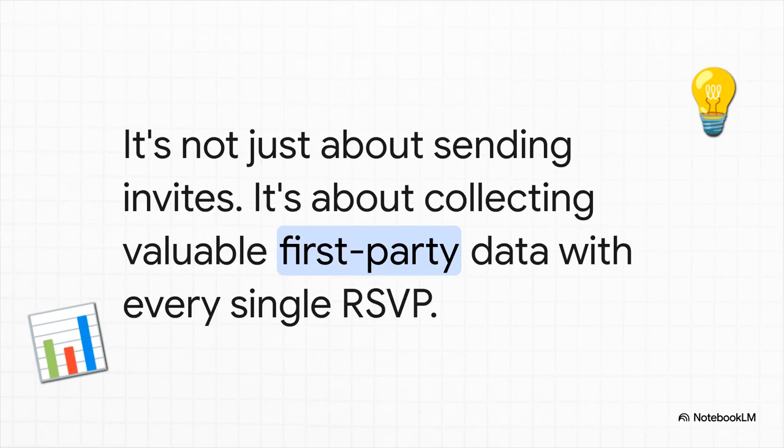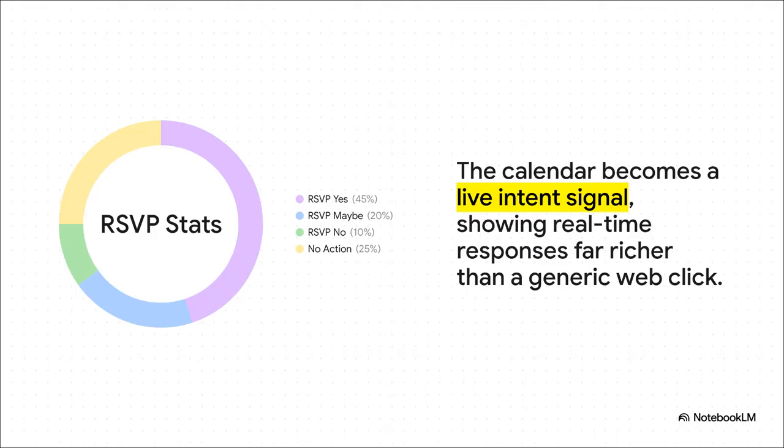You own it. And this is what those calendar receipts look like when you put them all together. You can see, in real time, who's confirmed, who's declined, who's on the fence, and who hasn't responded. This turns the calendar from just a scheduling tool into a live signal of what people intend to do. And that is so much more meaningful than a generic click on a web page.